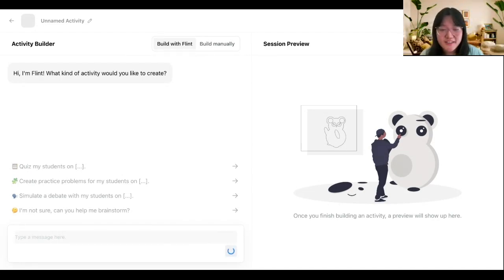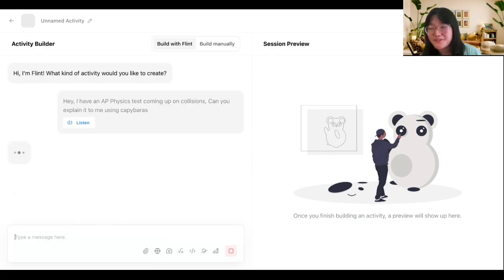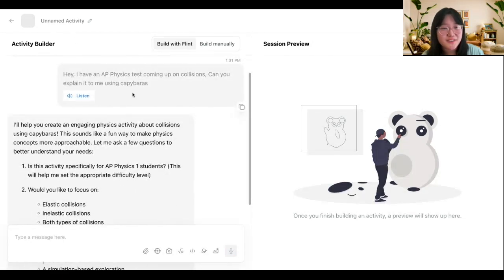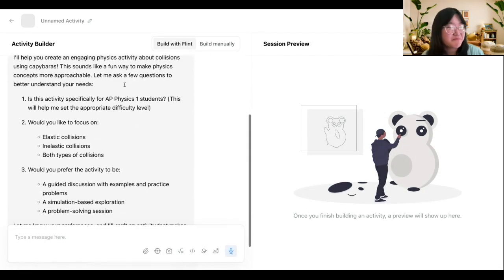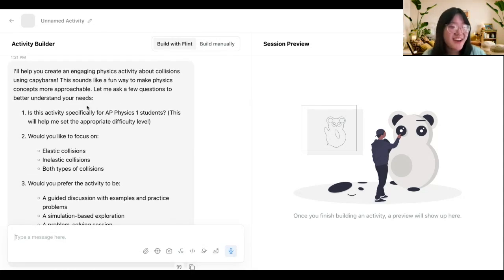So I can say, hey, I have an AP Physics test coming up on collisions, and I just can't seem to focus. Can you explain it to me using capybaras and help me generate some practice? The fun part of this is you can tell students that they can personalize it as much to their interest as you want. So here, I want it to use capybaras. Maybe that's my favorite animal. Maybe it's just because there's a lot of social media rage around it.